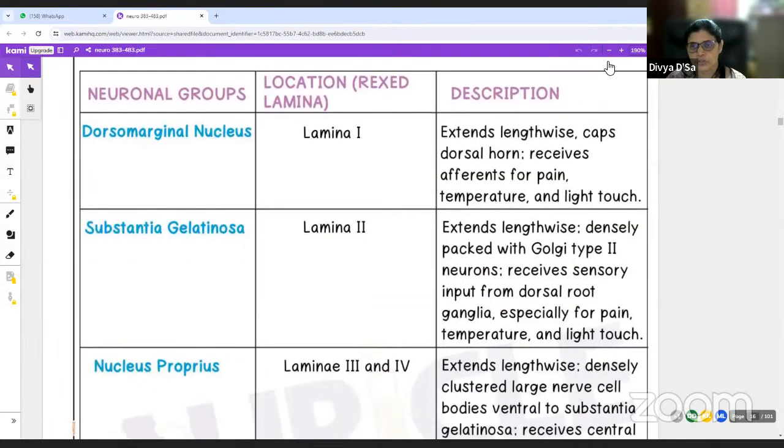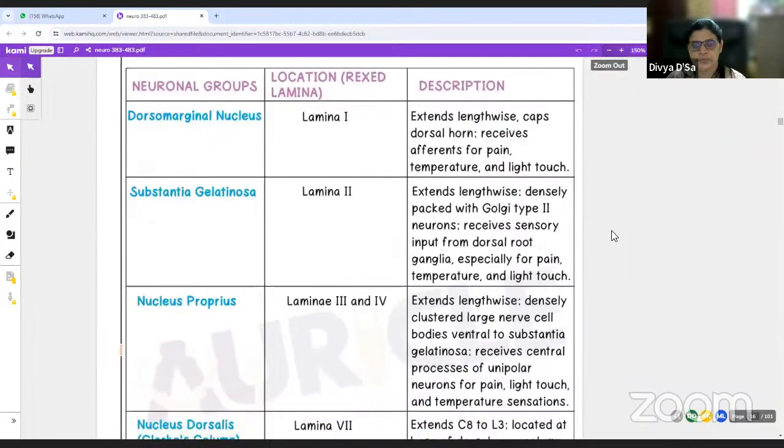So the nerve groups. This is important, the nerve groups. In the posterior horn there is a dorsomarginal nucleus, in Rexed lamina 1. It extends lengthwise and caps the dorsal horn. What does it receive? It receives pain, temperature, and light touch sensations.